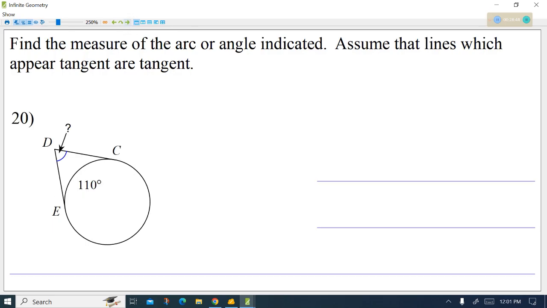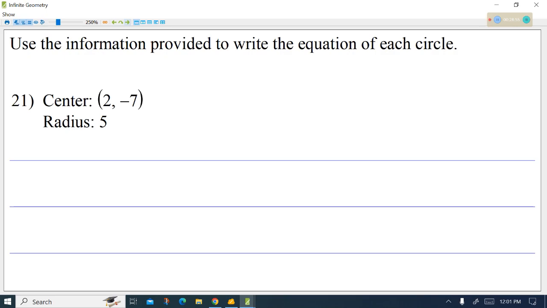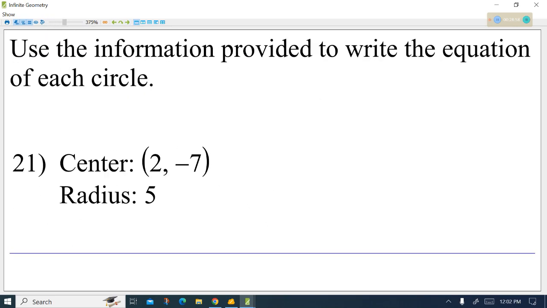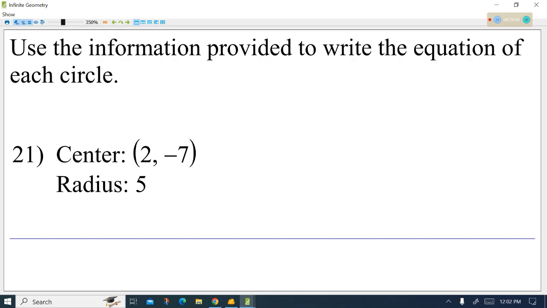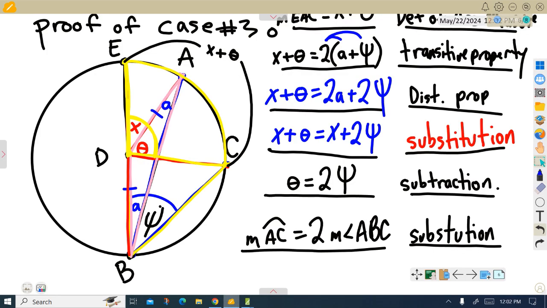All right, so for number 20, we should see again that these two angles are across from each other, and so they should be supplementary. So in this case, we should have 70. Now for 21, we're going to talk about how to get the equation of a circle, and this will be the end of the review for the test.